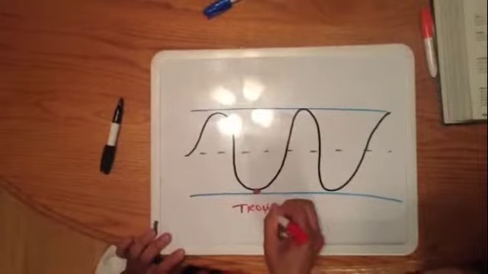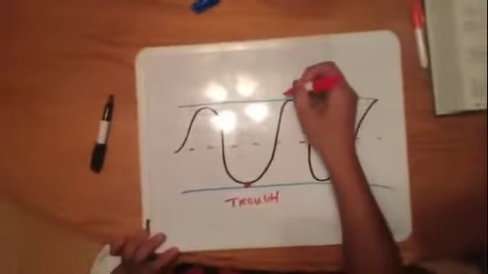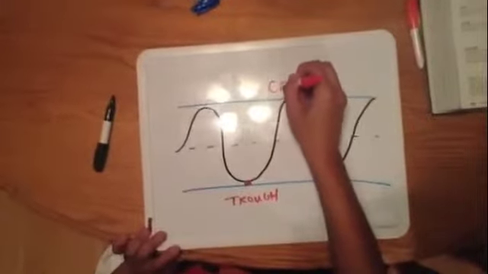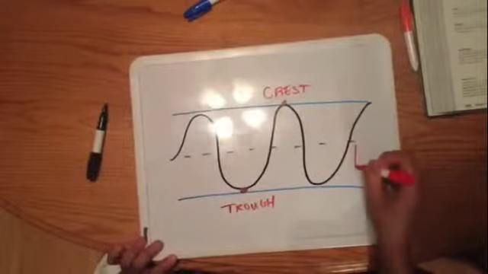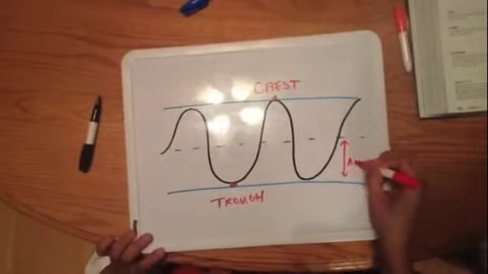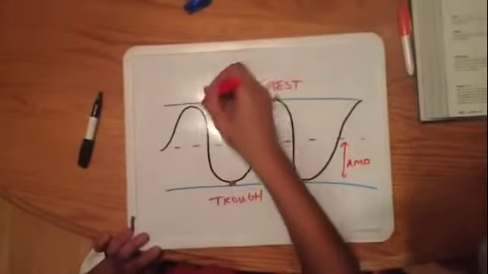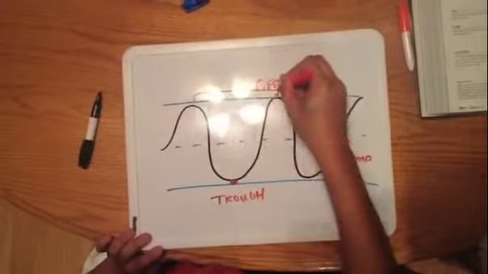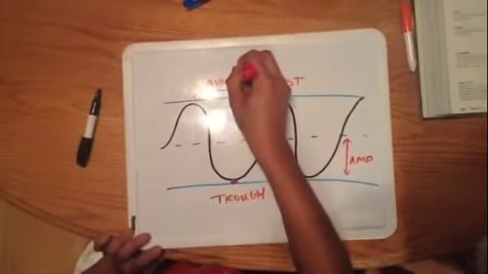The lowest point below the equilibrium position is called the trough. The highest point above the equilibrium position is called the crest. The maximum displacement from the equilibrium is known as the amplitude, or amp for short. And the distance from one crest to the next, or one trough to the next, is known as the wavelength.